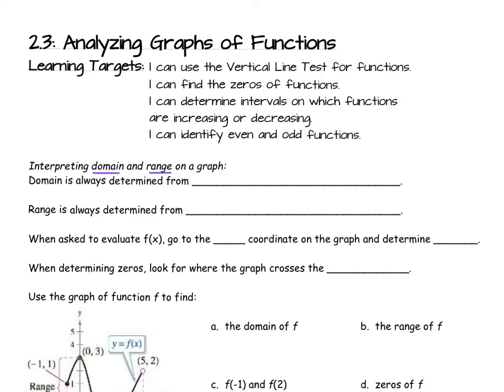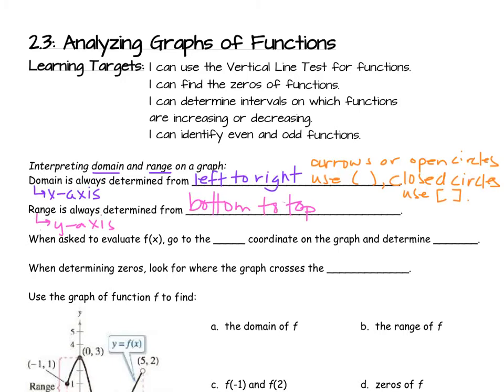Let's start by interpreting domain and range on a graph. Let's start with domain. Domain represents all possible values on the x-axis. We read the domain from left to right. The range would be all the y-axis values, and we determine the range from bottom to top. We do these values in these orders to represent from least to greatest. Left to right on an x-axis would be the smallest numbers to the biggest numbers, and bottom to top on the y-axis, same thing, smallest to biggest.